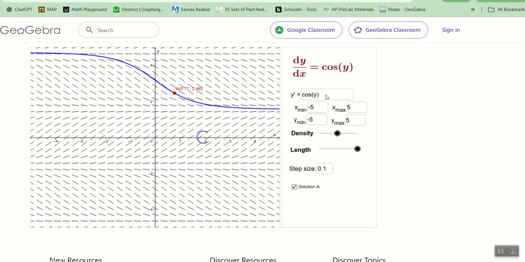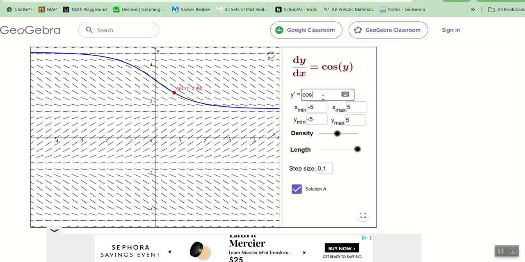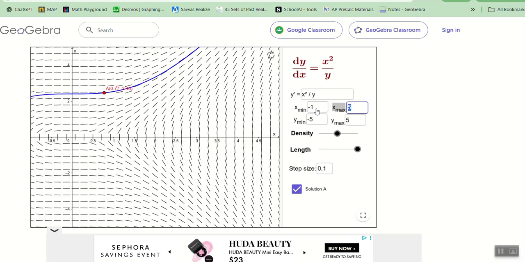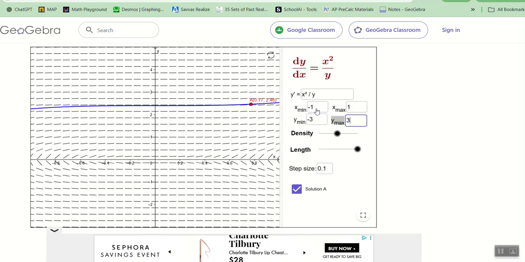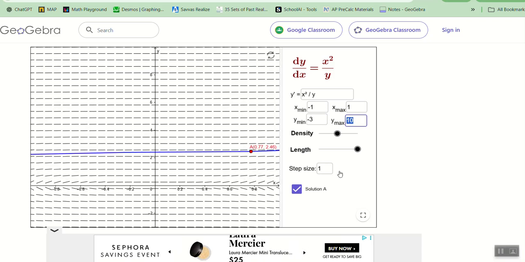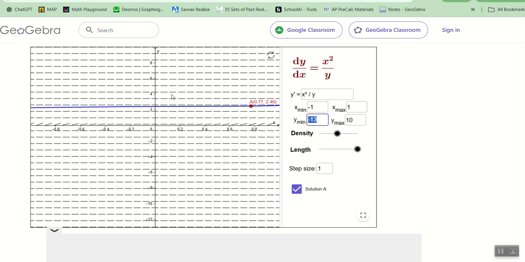This is a different function. Notice they used y prime. I'm going to use dy dx while we write these. But it was x squared over y. And then let's see, we went from negative 1 to 1. And we went from negative 3 to 3. Okay, as we look at these, and I don't like that step size, so we're going to make this step 1. That didn't change it. We're just going to change the scale. That's fine. 10 and negative 10. I'm fine with that.